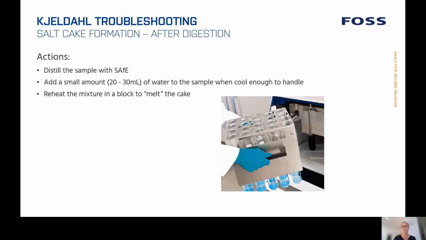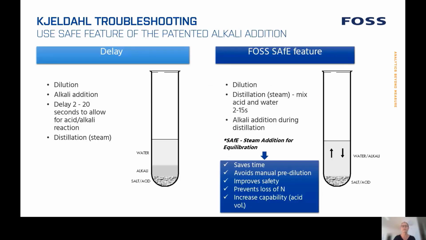If you have a salt cake formation after the digestion step, and you use FOSS Kjeltec, then you can distill using the SAFE feature. That SAFE stands for steam addition for equilibration. Or you can add a small amount of water when the sample is cool enough to handle. Or you can reheat them in a digestion block to melt the cake in the tube. But we will come back to the safe mode.